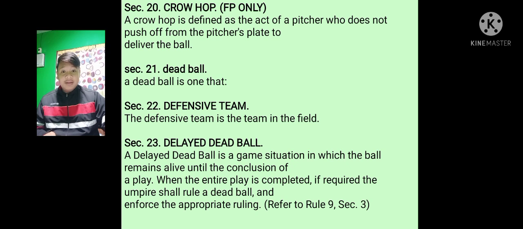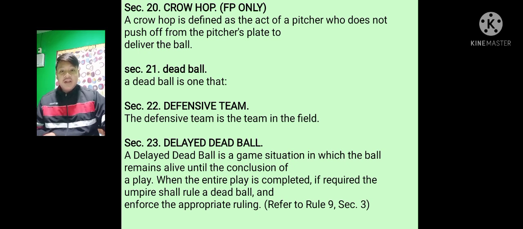Section 21. Dead ball. A dead ball is one that A. touches any object that is not part of the official equipment or official playing area or a player or person engaged in the game. B. Lodges in the umpire's gear or in an offensive player's clothing. C. The umpire has ruled dead.